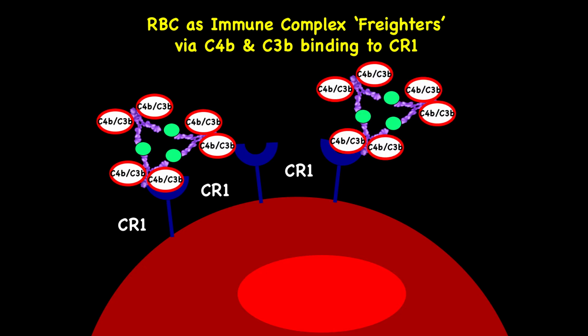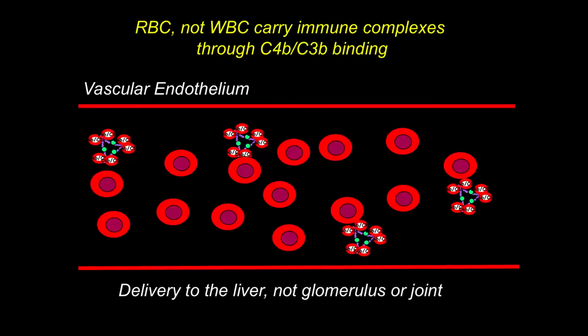The red blood cell has complement receptor 1 and binds those immune complexes and acts like a freighter, like a big cargo ship carrying, what are those, the big rectangular boxes they call them? Yeah. Carrying those, and it's carrying them to a specific place. The place they're carrying them to is the liver. You're trying to keep those immune complexes from being deposited in the skin, the joint, the kidney.